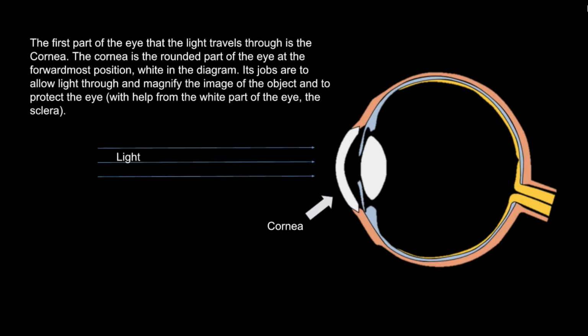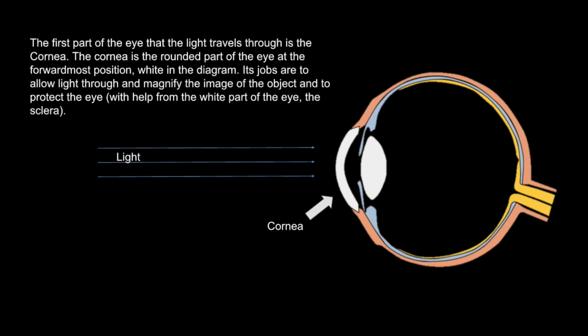The cornea is the rounded part of the eye at the forwardmost position. It is white in the diagram, and you can see the arrow pointing at it. The jobs of the cornea are to allow light through and to magnify that light, and to protect the eye with help from the white part of the eye, the sclera.